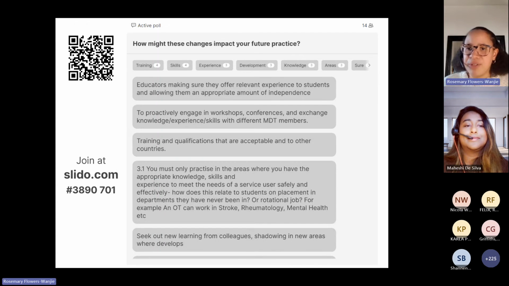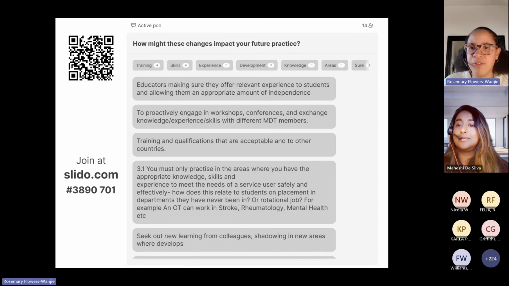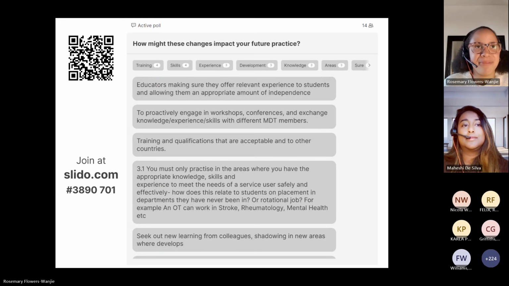Oh, this is really helpful. So someone has said using RCOT 4 pillars of practice will help you identify current level of practice and areas of strengths and weaknesses. So that's in the Teams chat if anybody wants to have a look at that, the RCOT 4 pillars of practice. Thank you to the person who put that in the chat, really helpful.